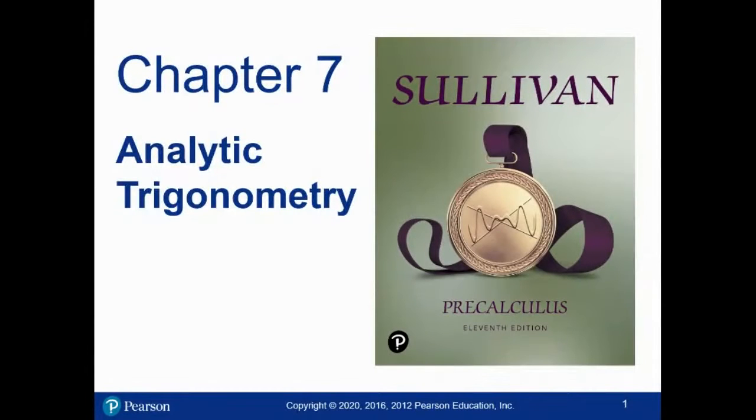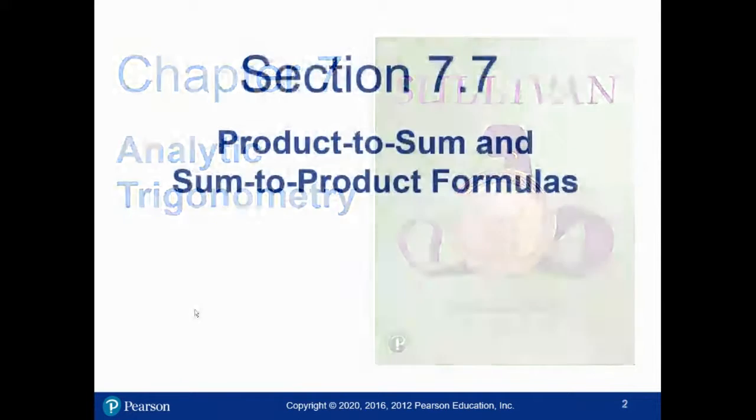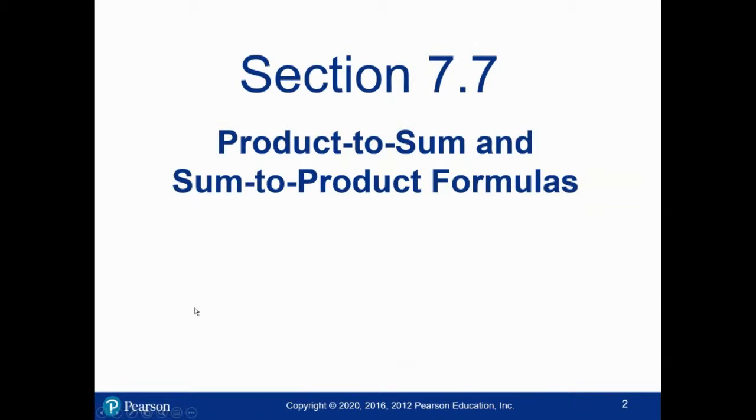So as promised, here we are at the last section of Chapter 7. It's a pretty short one. They're called product to sum and sum to product formulas. They are a little tricky to use. They're very handy to remember that they exist, okay? But we really don't emphasize them too heavily in this course.